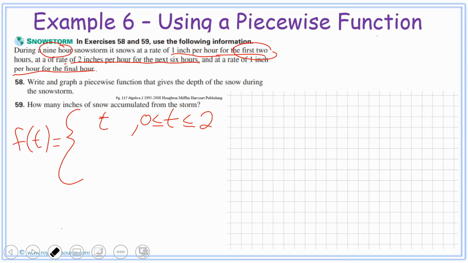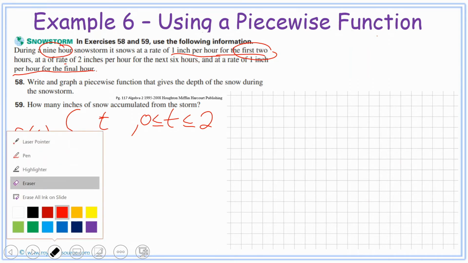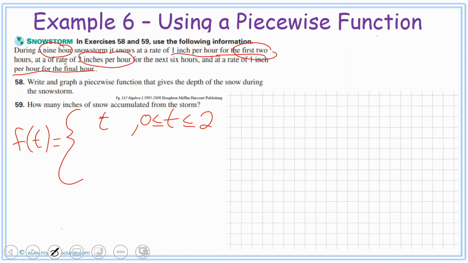All right, then we move on to the next one, which is 2 inches per hour. 2 inches per hour for the next 6 hours. Now we have to be careful here. What we have so far is that it was snowing at a rate of 2 inches per hour. So in the first hour, 2 inches of snow has accumulated. And then it's 2 inches per hour for the next 6 hours. That's going to be a total of 12 inches. Right? So that was the first 2 hours, and this is the second 2 hours.